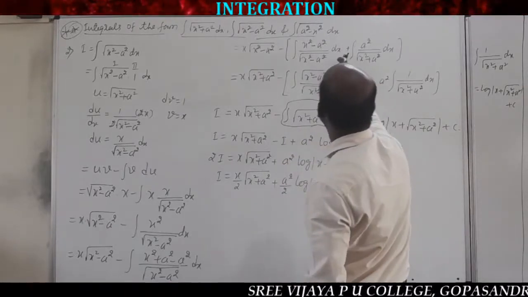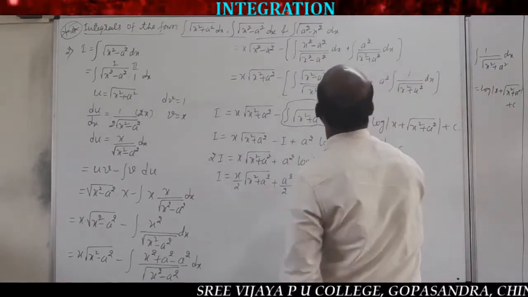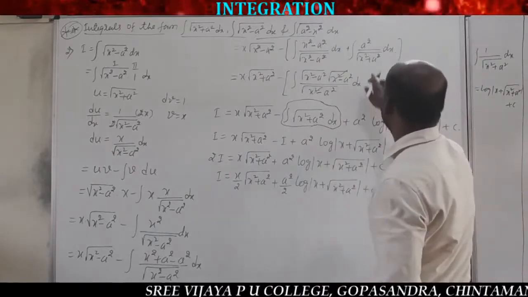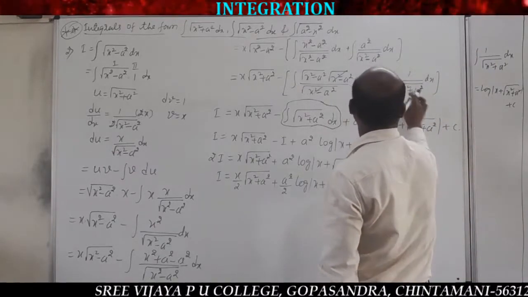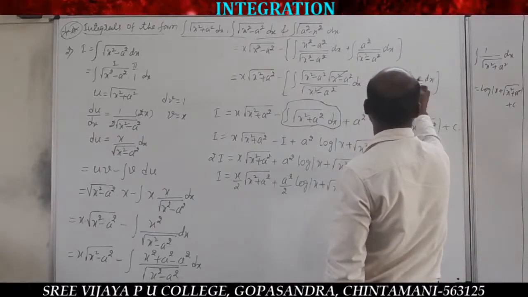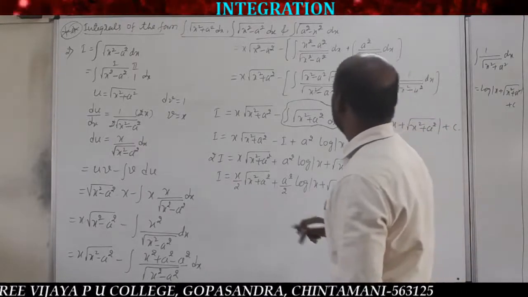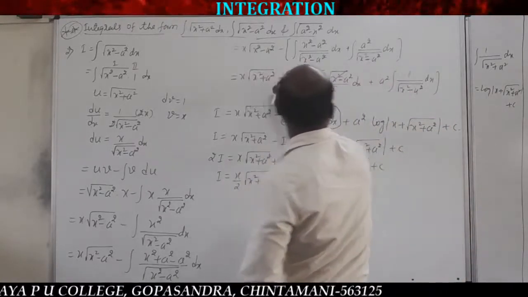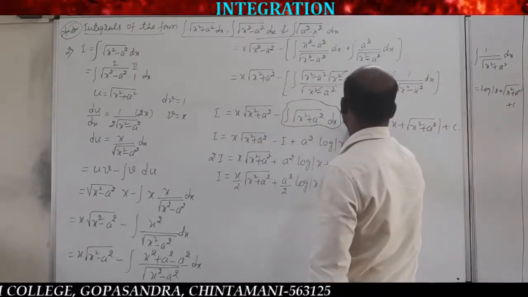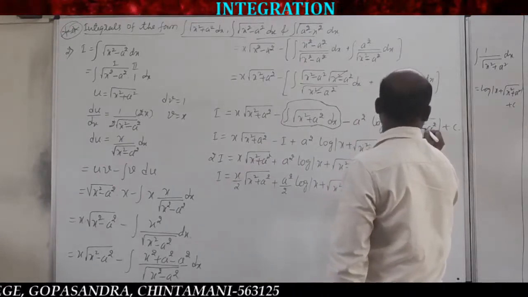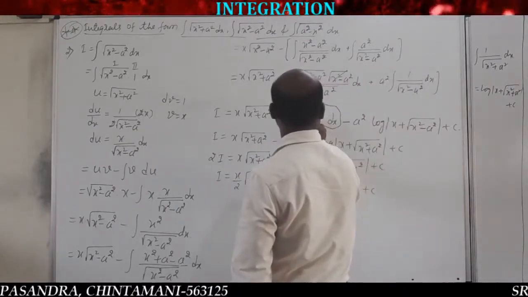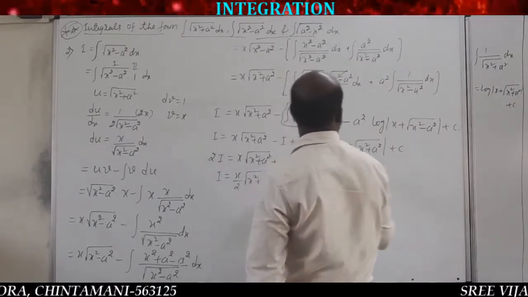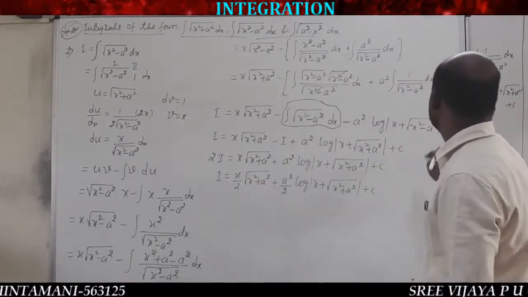So this is plus, okay? But denominator is the root of x square minus a square. So you got minus in the denominator, but it's minus. Minus into plus is minus. So root of x square minus a square becomes x square plus a square, becomes root of x square minus a square.